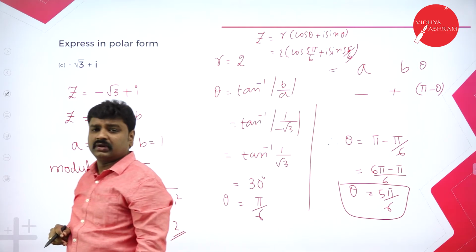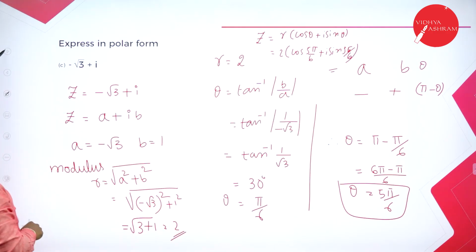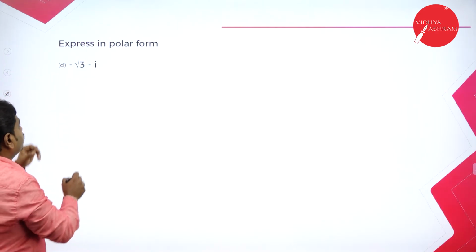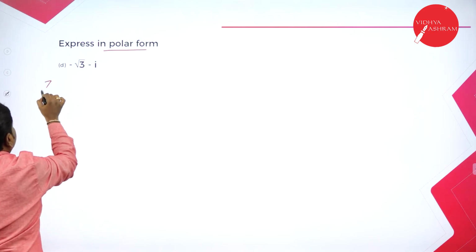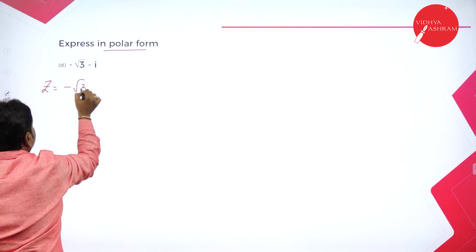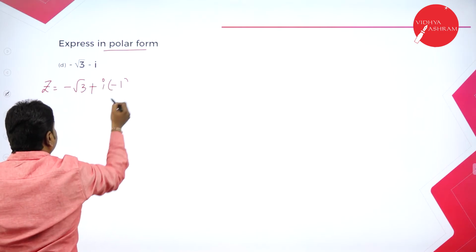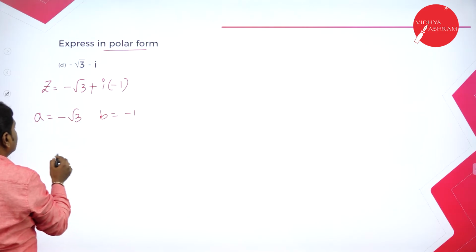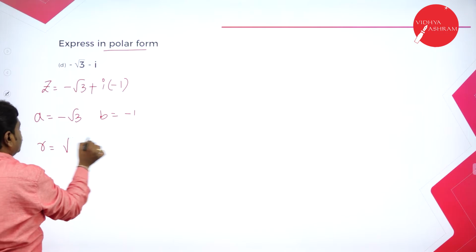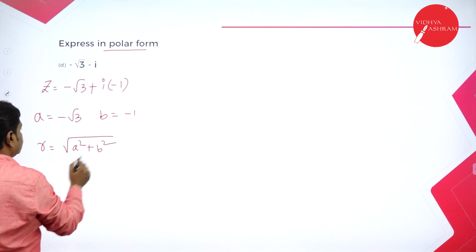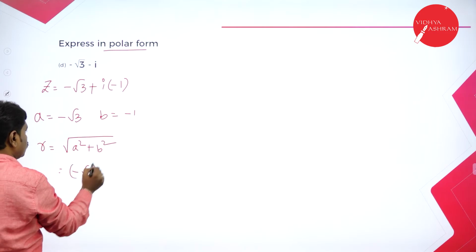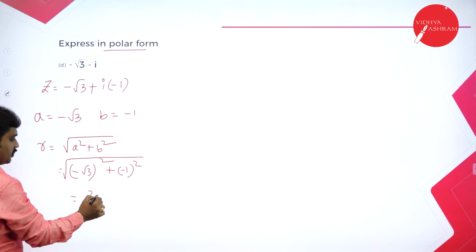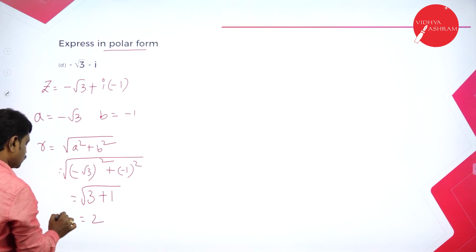These are the values. Then we have the last but important problem, that is minus root 3 minus I, expressed in polar form. So Z is equal to minus root 3 plus I into minus 1. Here the a value is minus root 3, the b value is minus 1, and now r, the modulus, is the square root of a square plus b square, that is minus root 3 the whole square plus minus 1 the whole square under root. When you square, the minus becomes plus, so 3 plus 1 under root, that is 2. So you got modulus as 2.